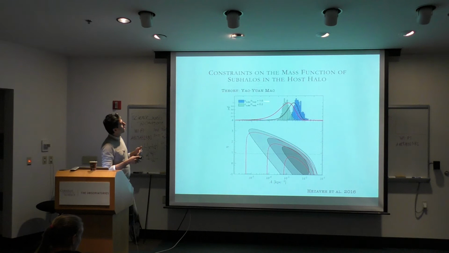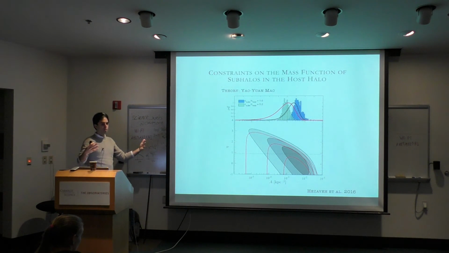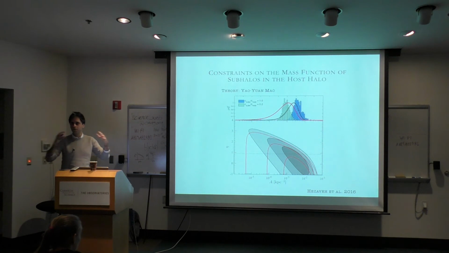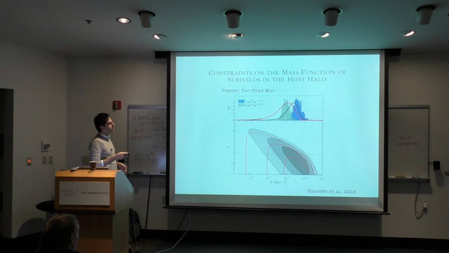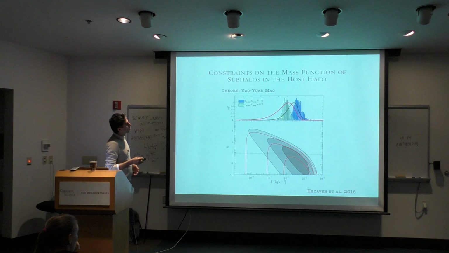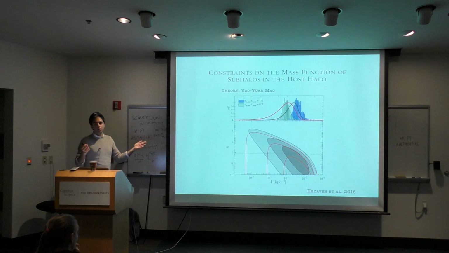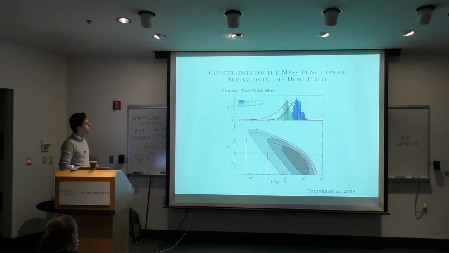So what Yao is changing is the ratio of the concentration of the subhalos. This is the concentration of their distribution, not their profile, to the concentration of the main halo. And each one of them itself has this large spread because of the intrinsic scatter in the simulations.